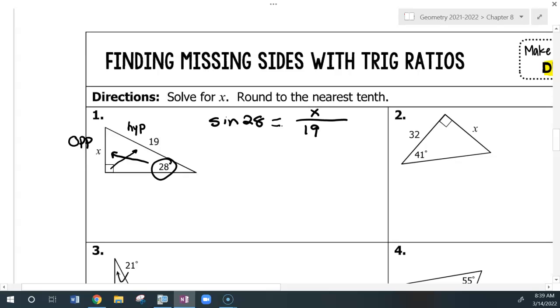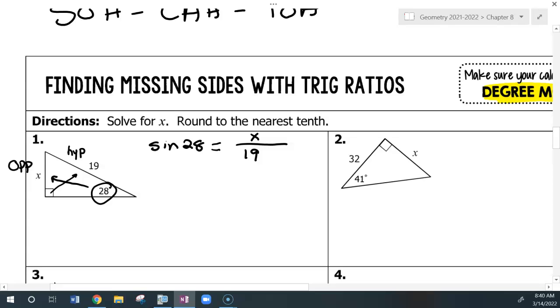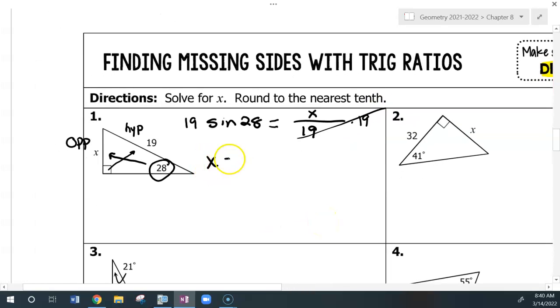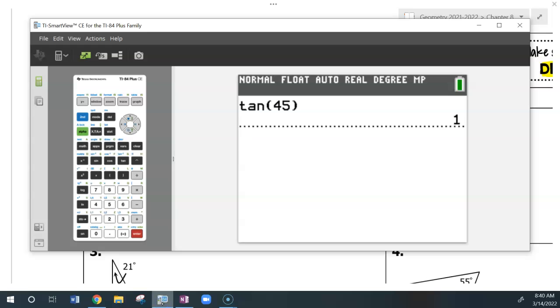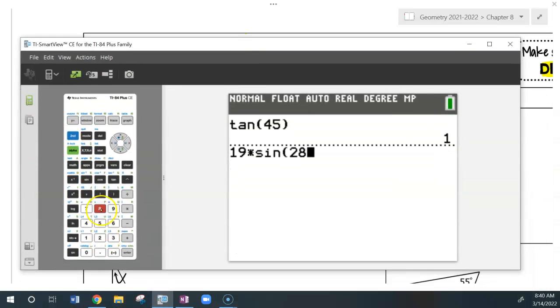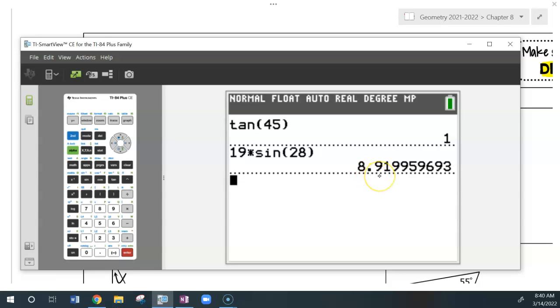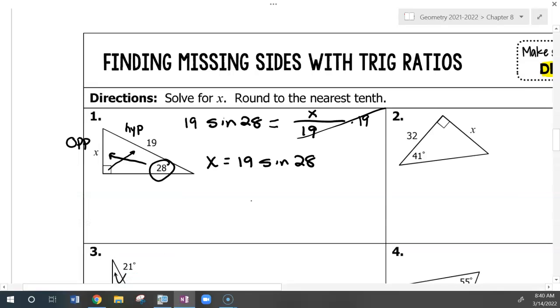Now all I have to do is solve this. Notice x is in the numerator, and I'm dividing by 19. So all I have to do is multiply both sides by 19. The 19s cancel out, and I get x equals 19 times the sine of 28. Now, all you have to do is punch that in your calculator. So we're going to do 19 times the sine of 28. Hit enter, and my answer is 8.9. When I'm solving for sides, I'm going to round to the nearest tenth. I don't have any units, so this is done. 8.9.